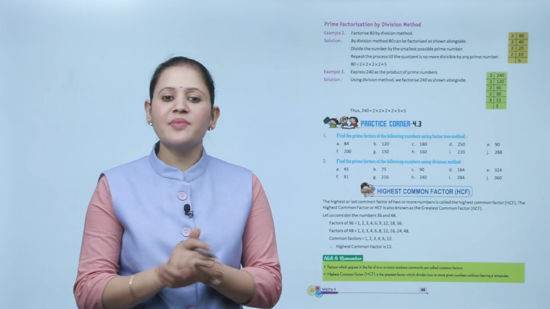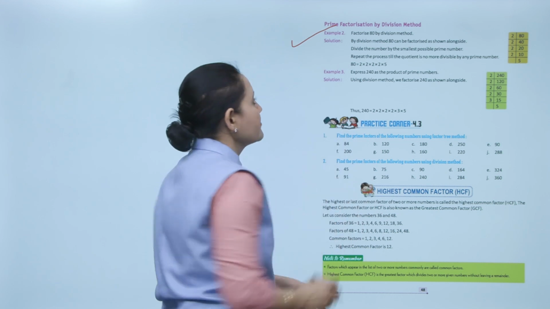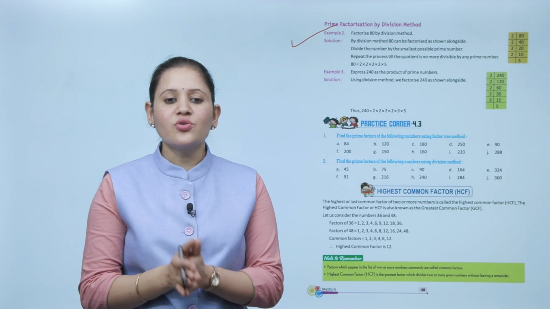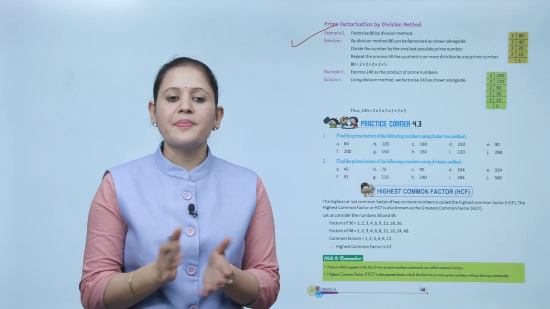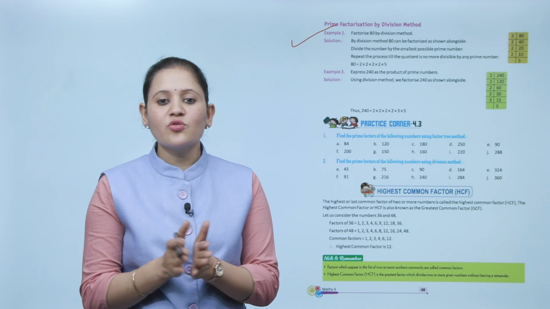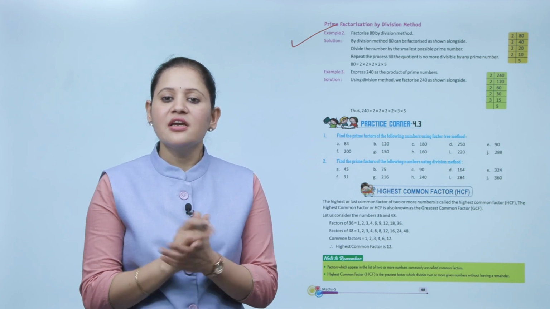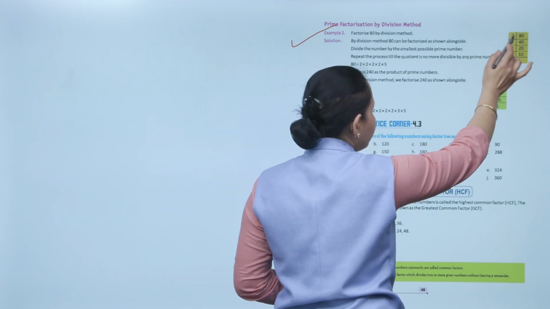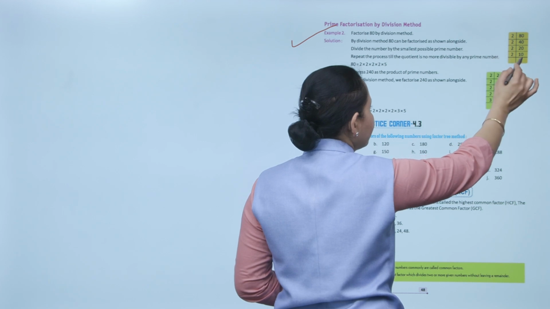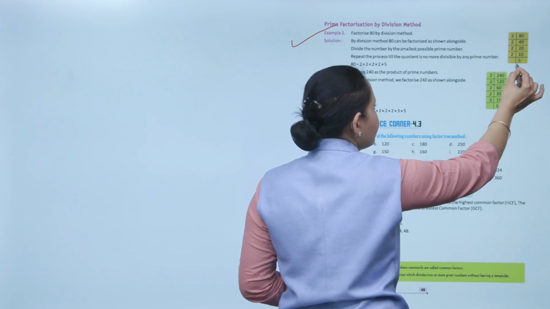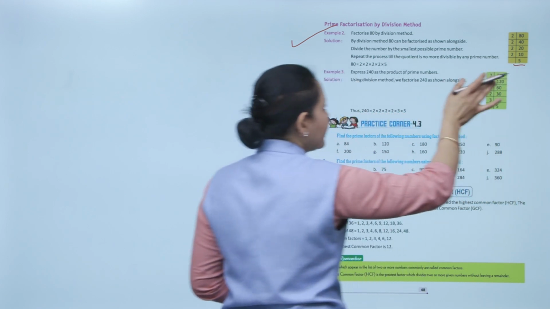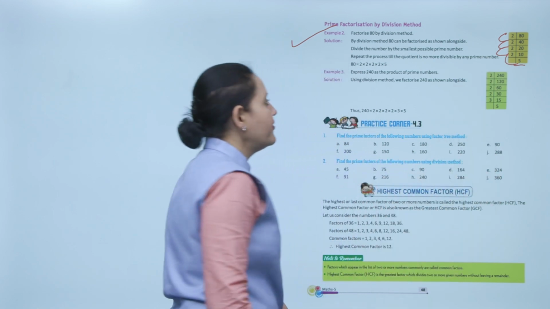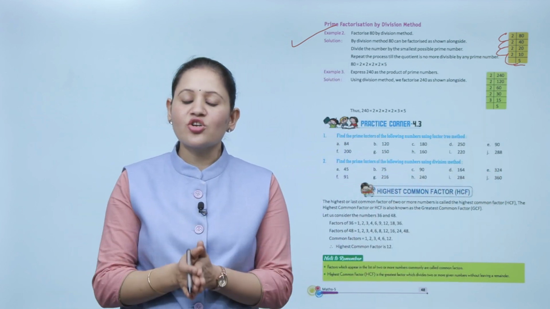Next is prime factorization by the division method. Factorize 80 by the division method. By the division method, 80 can be factorized as shown alongside. Divide the number by the smallest possible prime numbers. Repeat the process till the quotient is no more divisible by any prime number. Like here, first we divide by 2, 40 again can be divided by 2, we get 20, divide by 2 we get 10, divide by 2 we get 5. 5 is a prime number. Okay? So the prime factorization of 80 is 2 multiplied by 2 multiplied by 2 multiplied by 2 multiplied by 5. Clear? Next is practice corner 4.3.